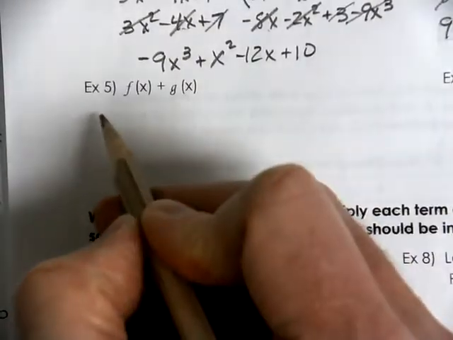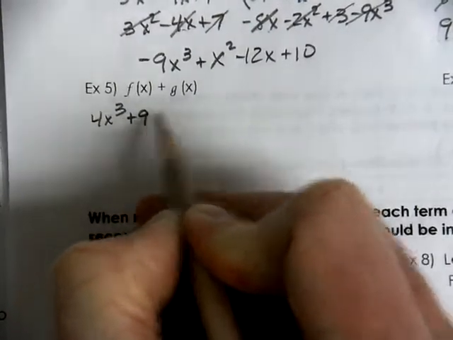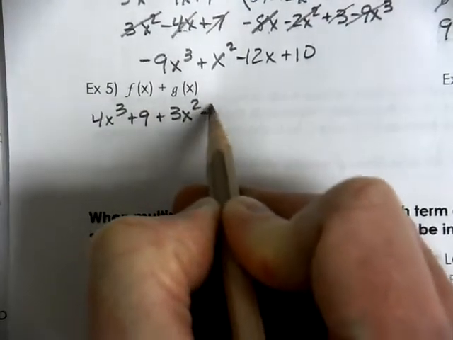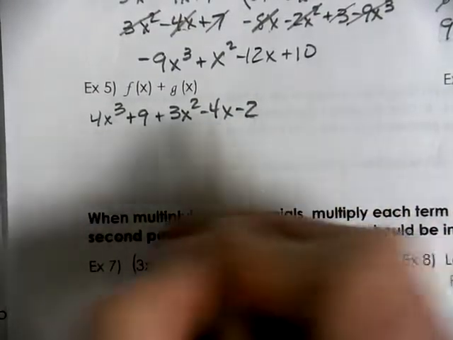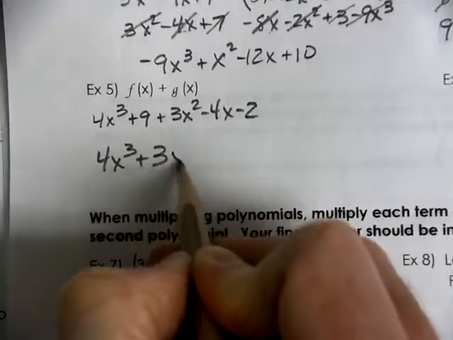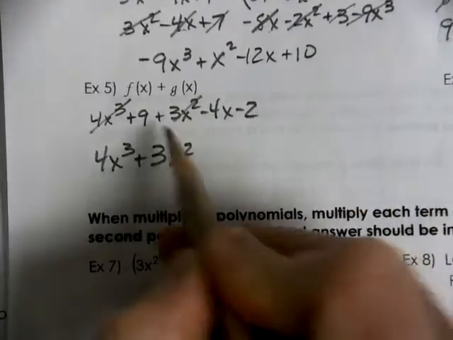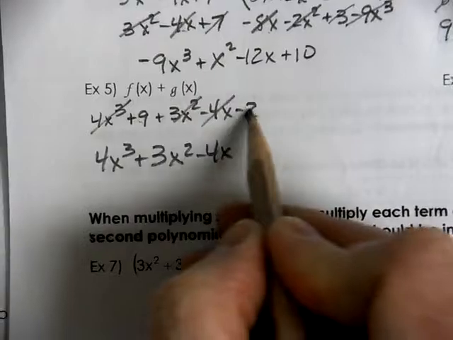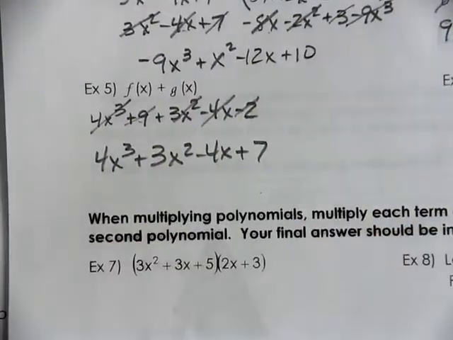The f function, 4x cubed plus 9, and the g function, 3x squared minus 4x minus 2. Well, you look at your largest exponent first, and you got 4 of them. And then you have 3x squareds. So we've used that one, we've used that one. Next we have a negative 4x. We've used that one. And then these two get grouped together to become 7.